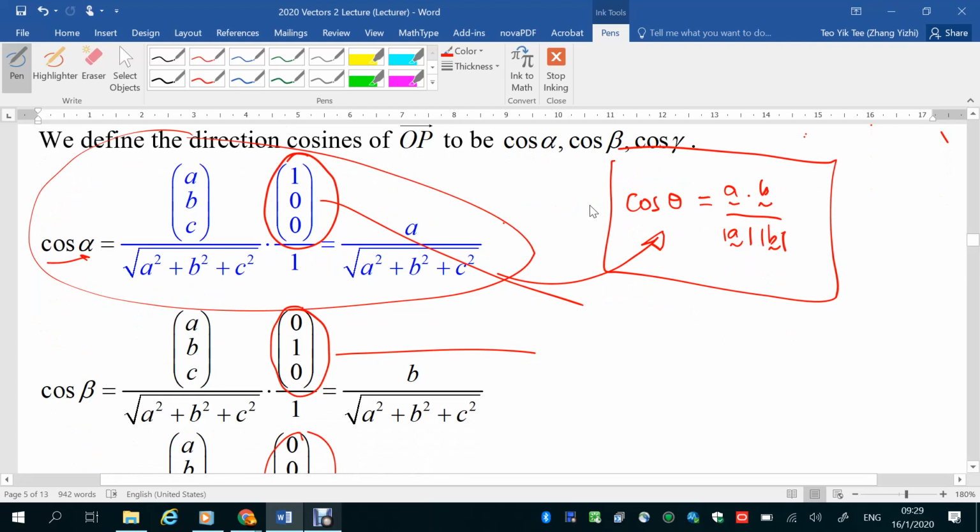Anything still not clear pertaining to your directional cosine?